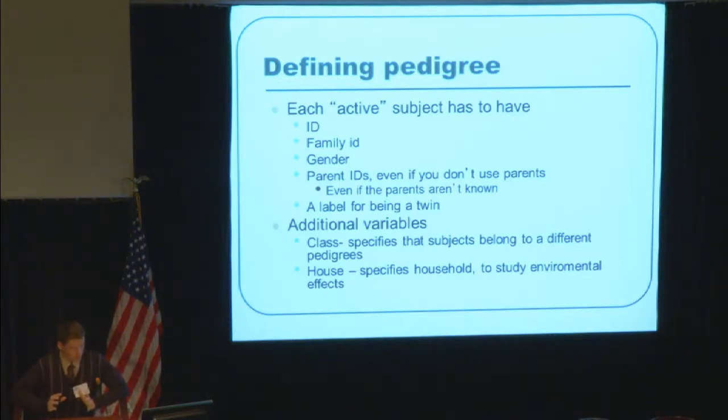So defining pedigree. As I said, each active subject has to have ID, family ID, gender, parent ID, even if you don't use parents for the analysis, and a label for being a twin, monozygotic or otherwise. Additional variables, class and house, are optional. One of them specifies subjects belonging to a different pedigree. The other one specifies household to study environmental effects, something that twin analysis studies commonly do.